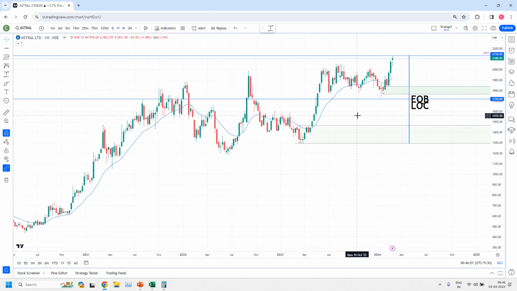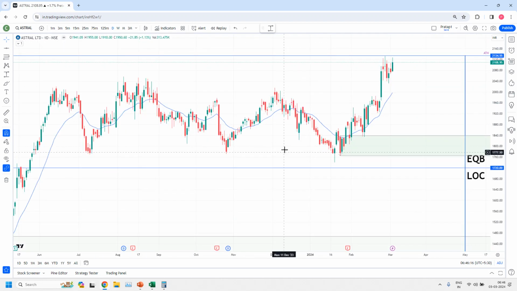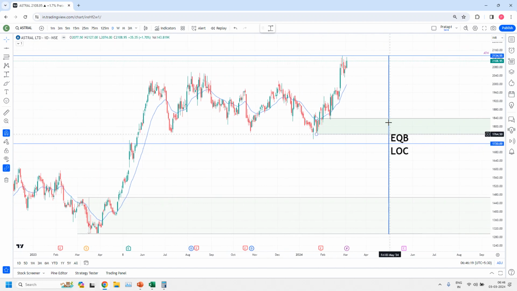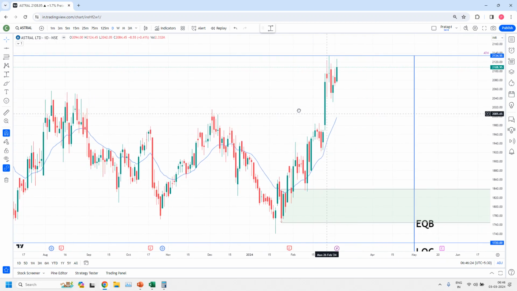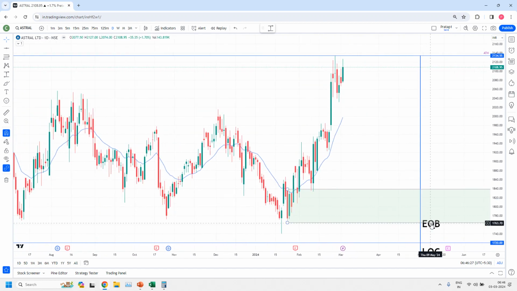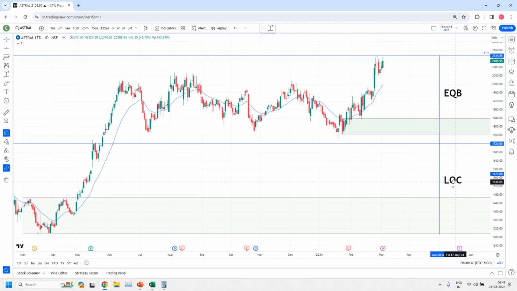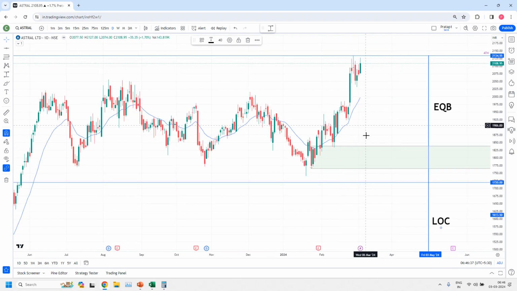This is the point you have to understand. You can plan in the equilibrium or even in the low on the curve. Wherever it is, it doesn't matter. Now let's find where our demand zone is. So changing the time frame to daily. Look into this. We are at equilibrium. This is the equilibrium area, and this is the low on the curve area. We are in the equilibrium.